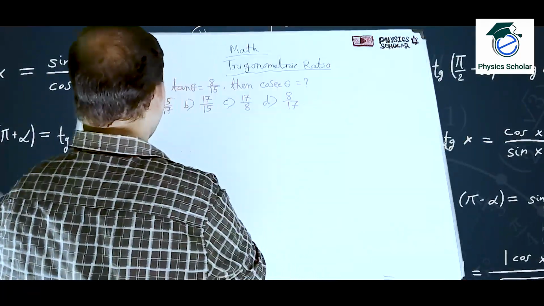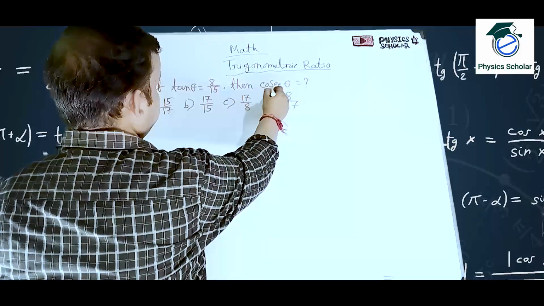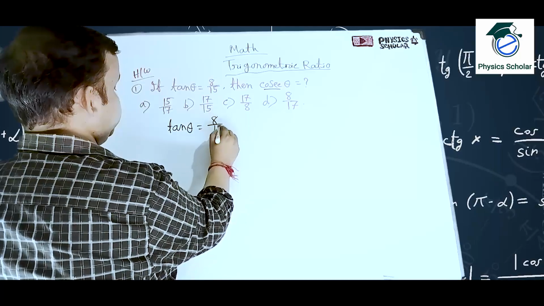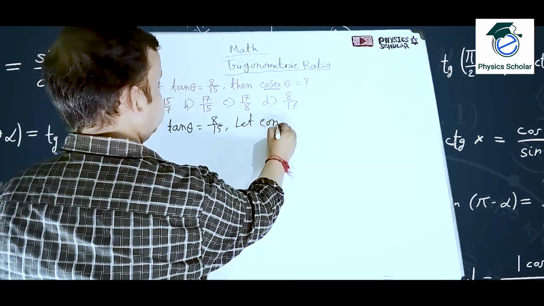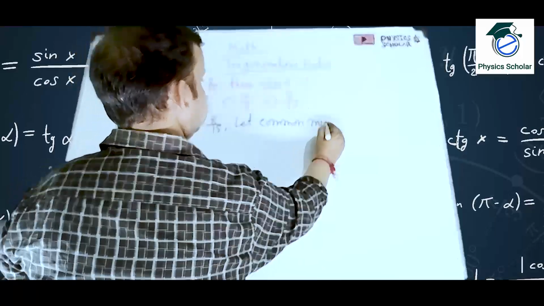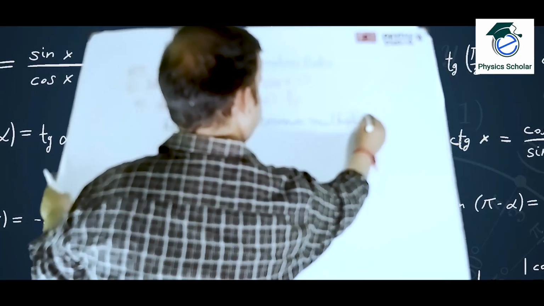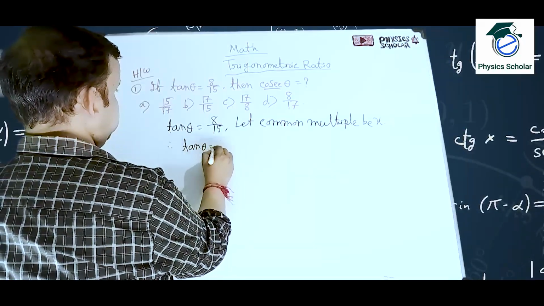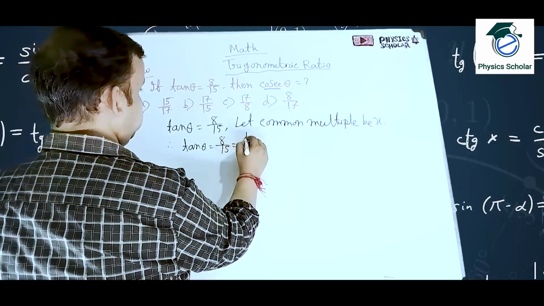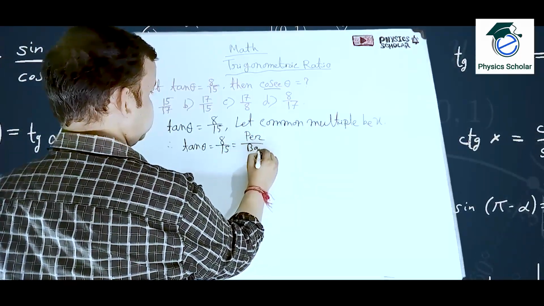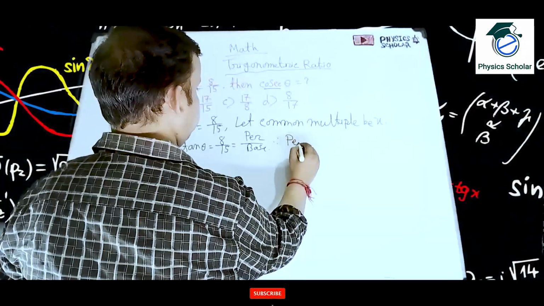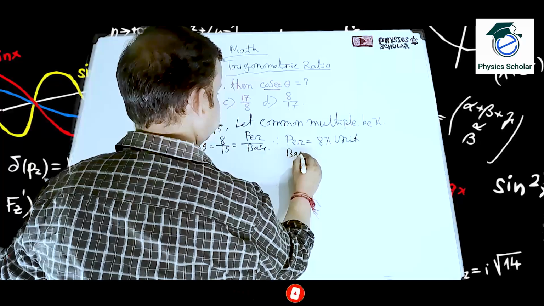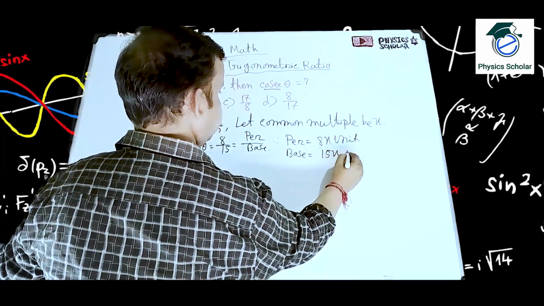Very easy. We will follow the traditional approach for cosec theta. So tan theta is equal to 8 by 15. Let the common multiple be x. So tan theta is equal to 8 by 15, which is perpendicular by base. Clear? So perpendicular is equal to 8x unit and base is equal to 15x unit.